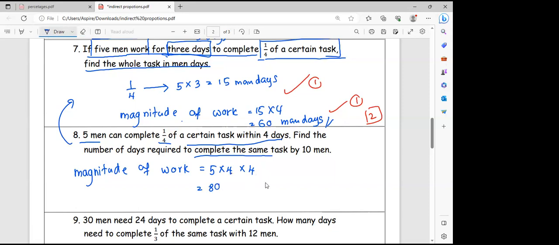Then 80 man days. Then 80 is equals to complete this task by 10 men. Then if I take x as the number of days, it is multiplied by 10. Number of days multiplied by number of men. Now divide by 10. Then x is equals to 8. 8 days.